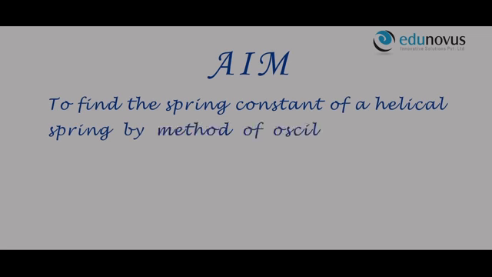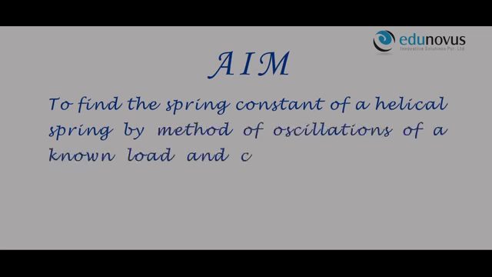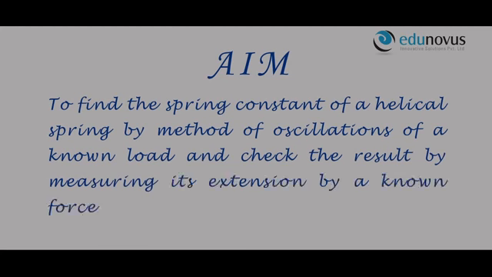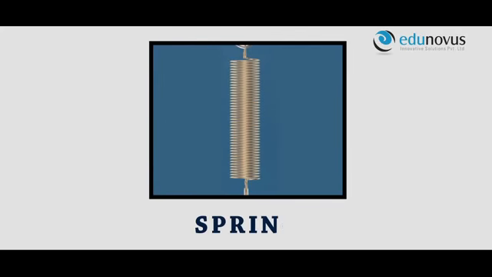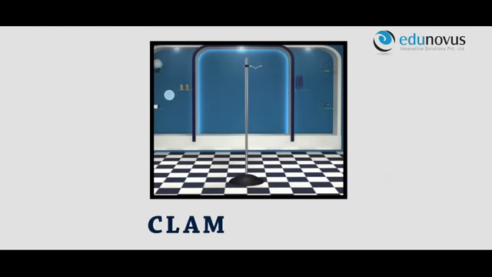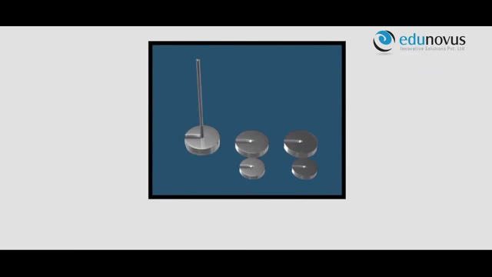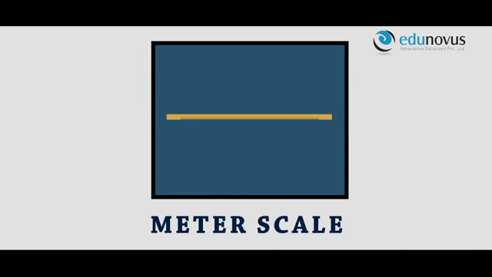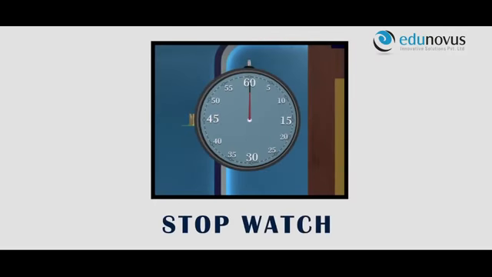Aim: to find the spring constant of a helical spring by method of oscillations of a known load and check the result by measuring its extension by a known force. Apparatus: spring, clamp stand, slotted weights, meter scale and stopwatch.